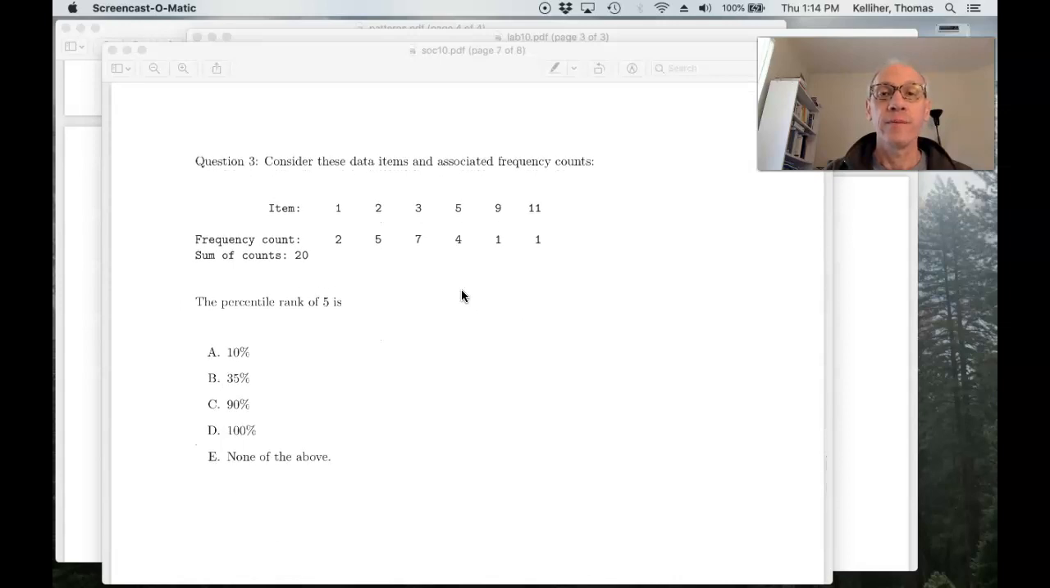Let's try another one. Same data, but what's the percentile rank of 5 now? I'll pause. The answer is C, 90%. 4 plus 7 plus 5 plus 2 is 18. 18 divided by 20 is 0.9 times 100 gives us 90%.